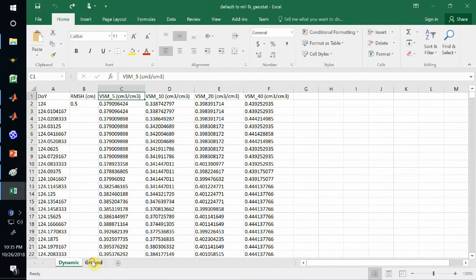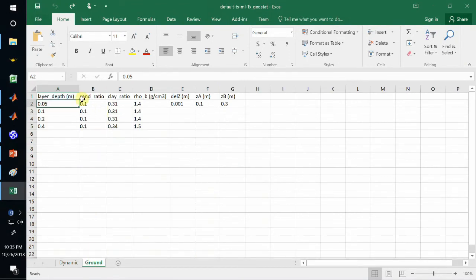So that's that. And the rest is mostly the same that you've seen up to this point. The sand ratio defines how much sand is at this location, or what percentage of sand is at that location in your profile. Same for clay. Your bulk density is represented by this value. And then, as we talked about a minute ago, these are your del Z, your layer discretization, and the size of your air layer and the size of your bottom layer.